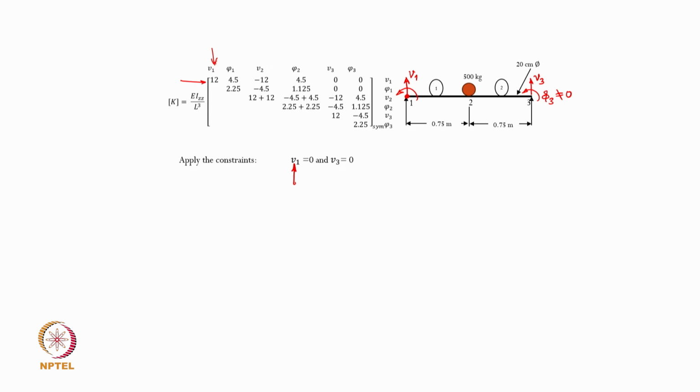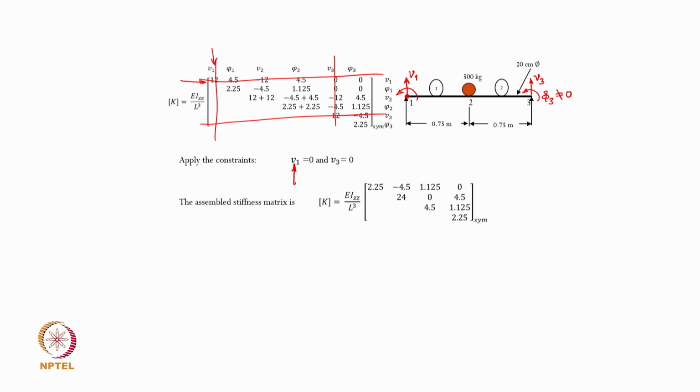So, this particular column is removed from this global stiffness matrix. So is the column corresponding to V3. So, these 4 rows and columns are removed, and after implementing that, what we are left with is the assembled stiffness matrix after applying the constraint, which looks like this. Now, this is your global stiffness matrix, and what will be the global mass matrix?